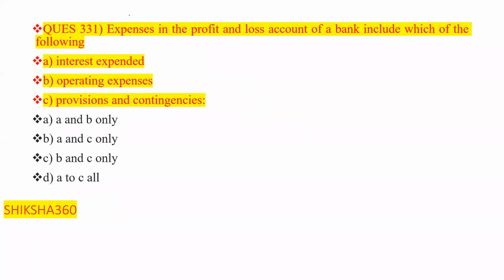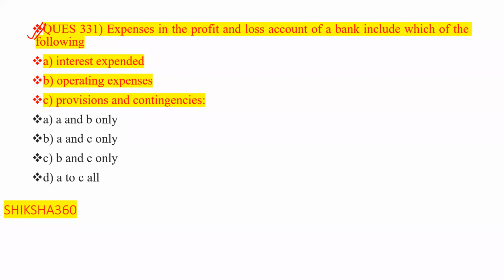So next question, question number 331. Expenses in the profit and loss account of a bank include which of the following? Interest expended, operating expenses, provisions and contingencies.